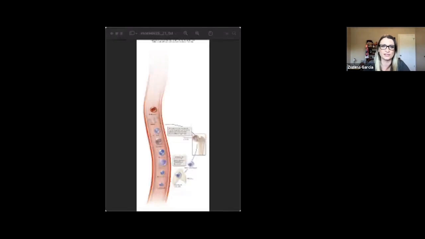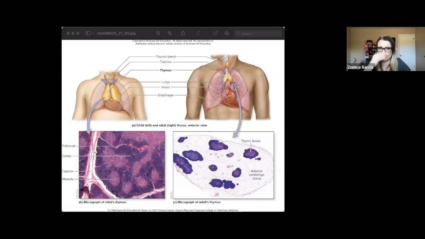Let's go to the next structure that's primary, and that's the thymus. Here's an image of a child's thymus versus an adult's thymus, and that's a diagram. Below that, you have a micrograph of each, and you can see that the micrographs look quite different between a child and an adult.